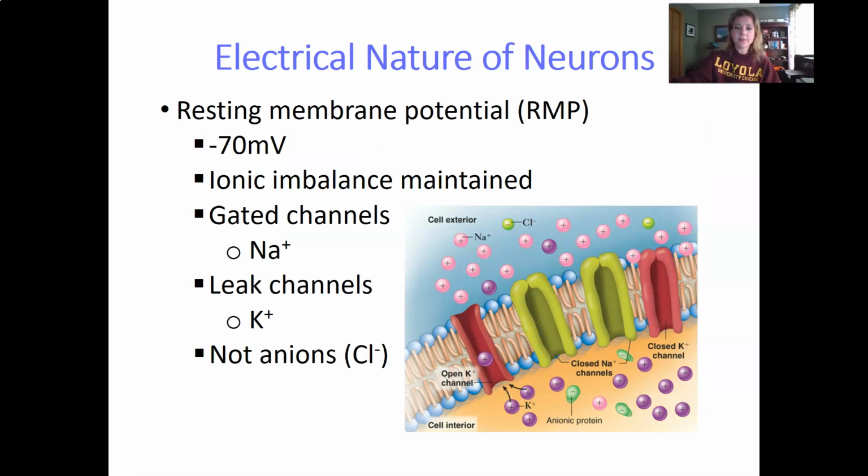Oh, and one more thing about that. I just saw that last bullet here, and I wanted to make sure that you knew that. Notice that in this picture, we don't have any channels for anions, and that's because they can't readily move in and out of the cell.